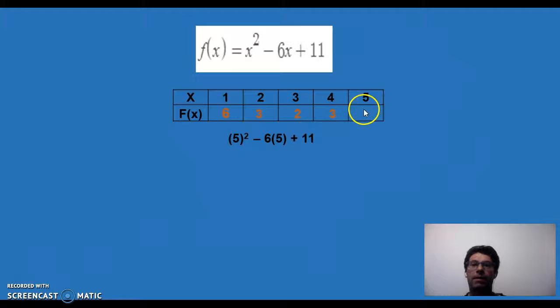If it is correct, the value here will be 6. So replace x by 5: 5 squared minus 6 times 5 plus 11. 5 squared gives 25 minus 6 times 5, 30, plus 11. So here we have 25 minus 30 gives minus 5 plus 11.